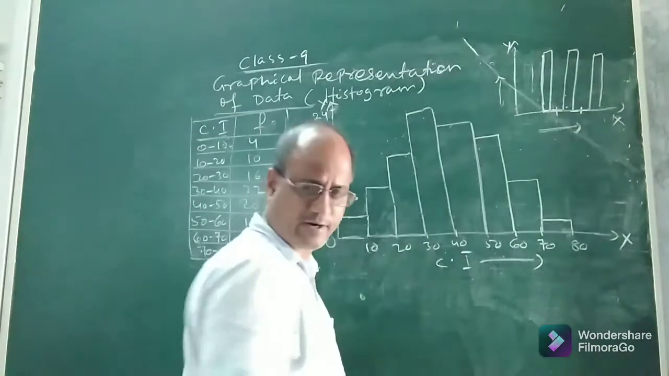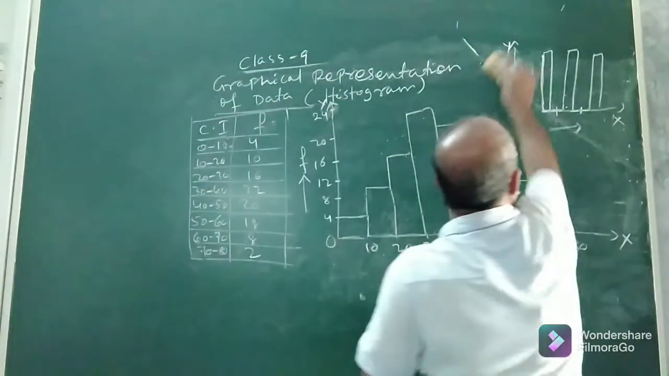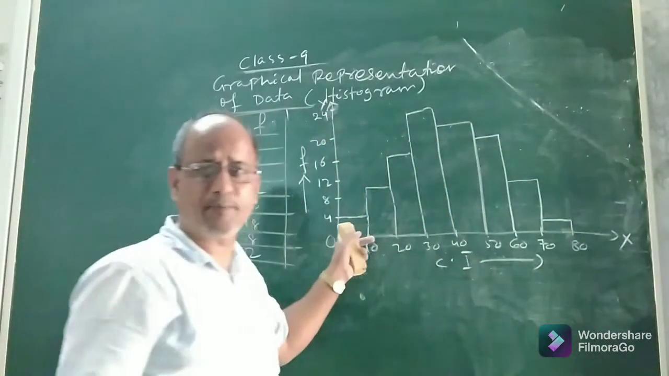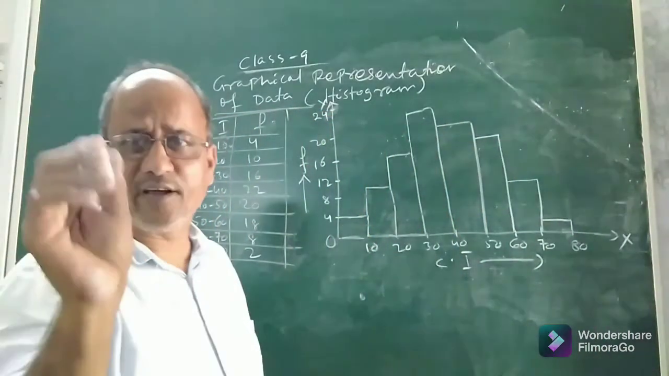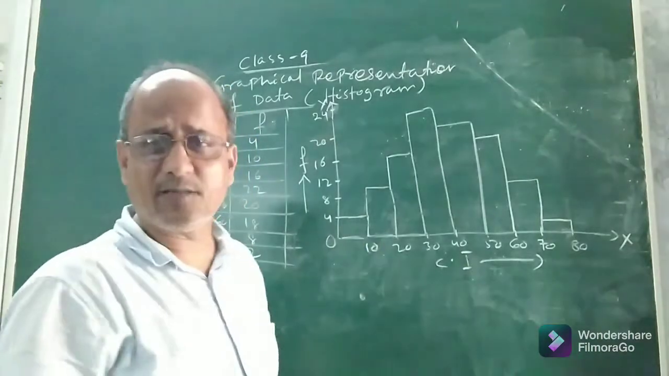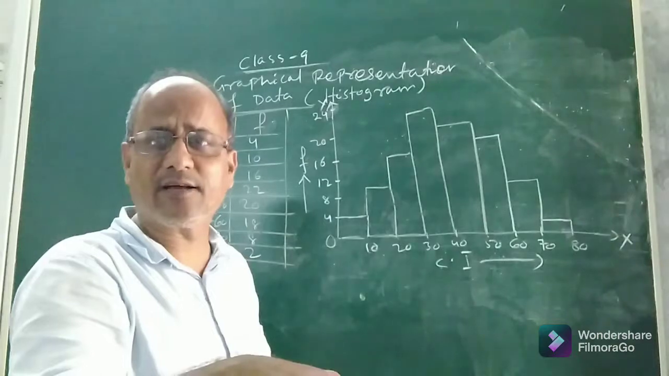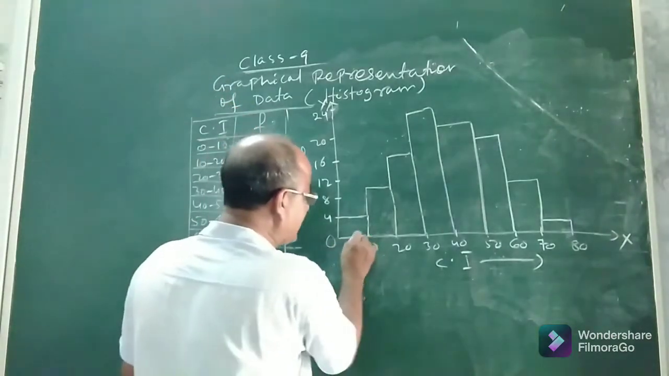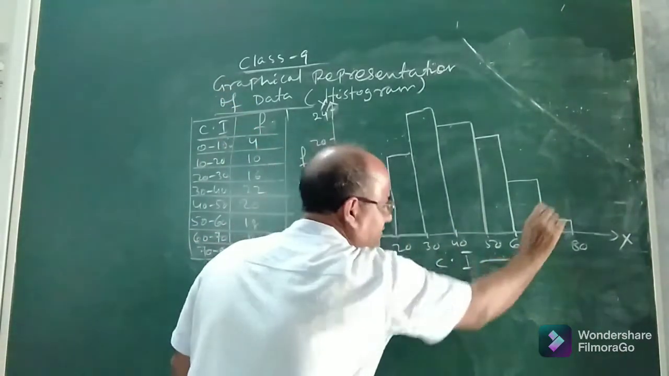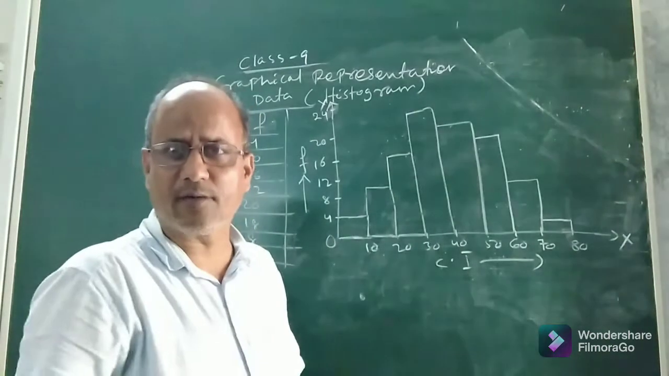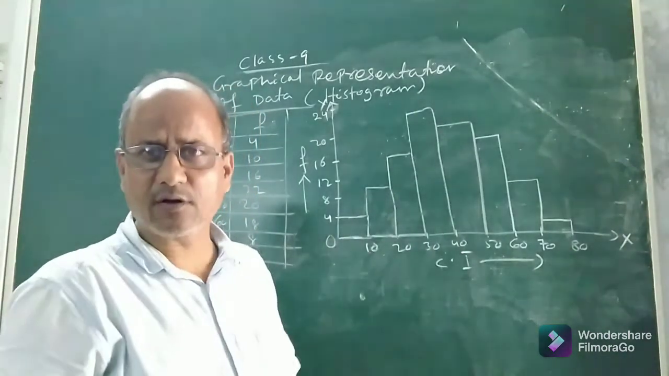So what is the scale? I have not written. Let me write the scale here. Suppose you see in this histogram, this figure represents a histogram. Why? Because in this figure we find that the information has been shown by bars or rectangles. The width is same, 10, 10. The width of each bar or rectangle is same, and there is no space between the bars. So it is no doubt a histogram.